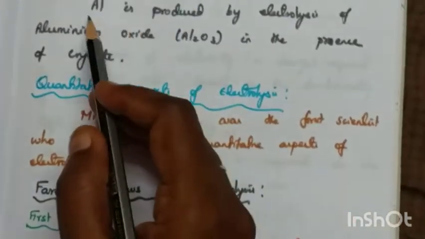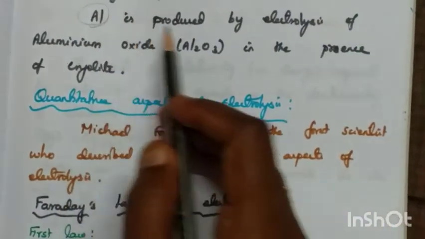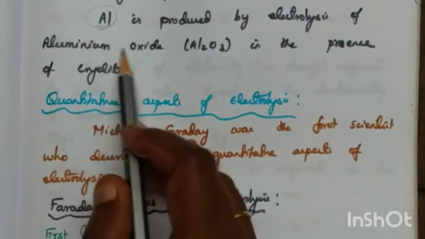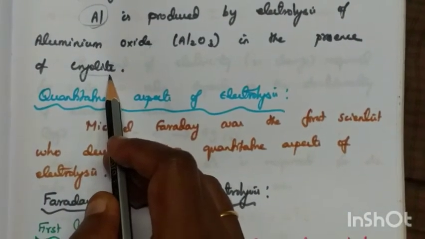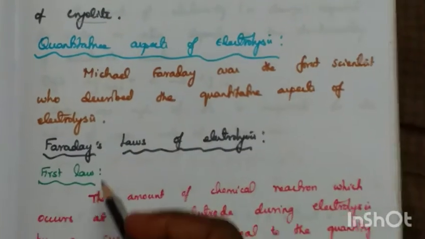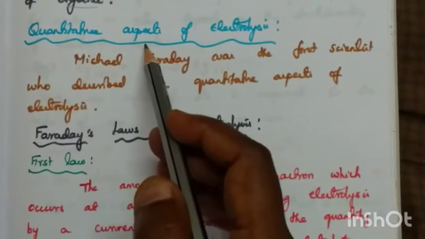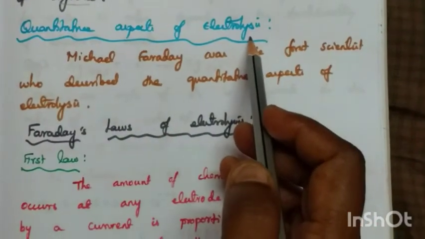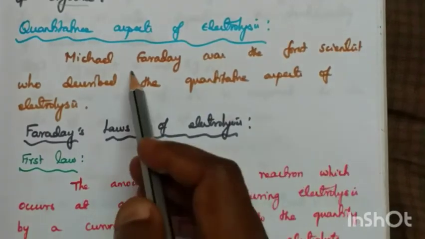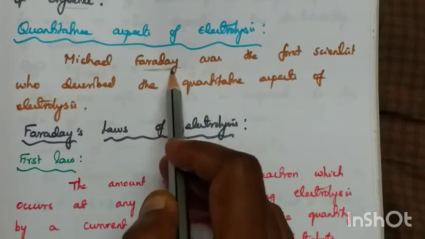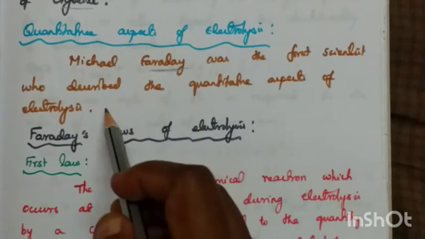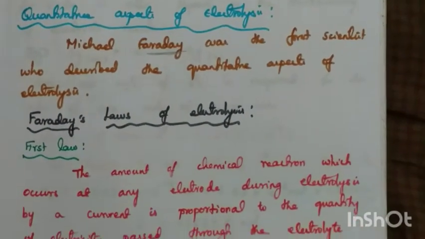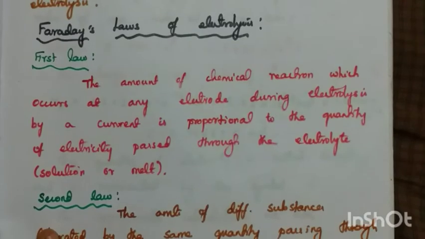Aluminium, that is Al, is produced by the electrolysis of aluminium oxide in the presence of cryolite, which we already studied in electrochemical metallurgy. Now, the quantitative aspects of electrolysis. Michael Faraday was the first scientist who discovered the quantitative aspects of electrolysis. He stated two laws, Faraday's first law and Faraday's second law.